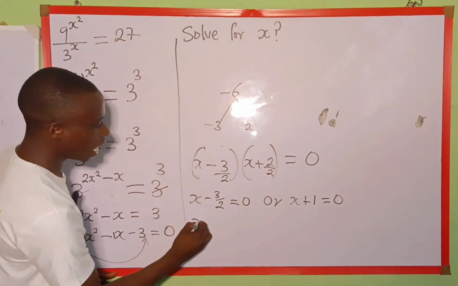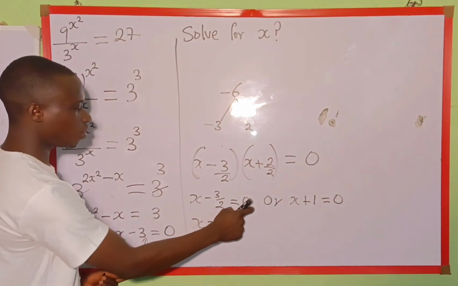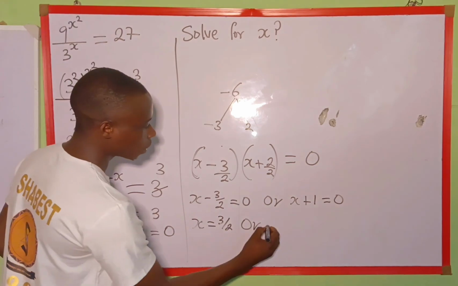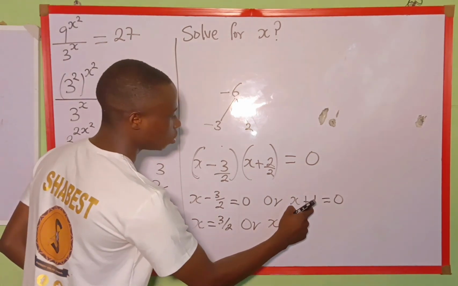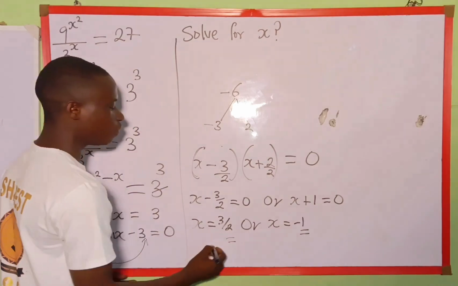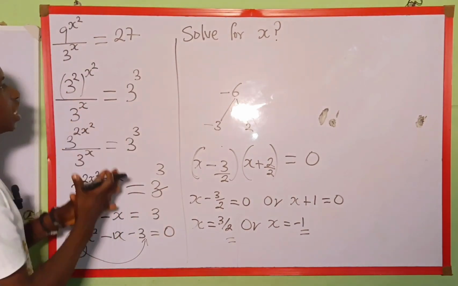So x now is equal to, when we take this negative 3 over 2 to the right hand side, it becomes positive 3 over 2. Or x now is equal to, when we take positive 1 here, it becomes negative 1. So therefore, 3 over 2 or negative 1 is the value of x that satisfies this exponential equation.